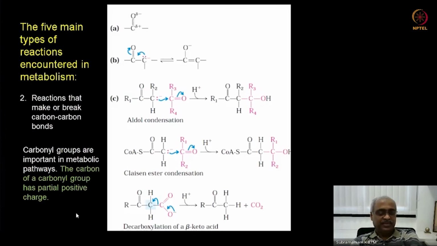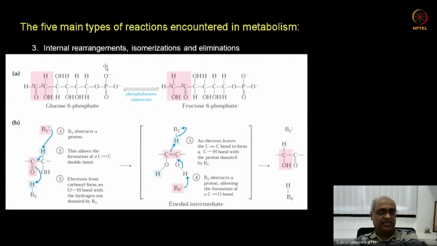So the third type of common reactions that we see are internal rearrangements. The one that I was constantly telling you about is glucose 6-phosphate to fructose 6-phosphate. As you see from the previous discussion, the carbonyl group is transferred from the first carbon to the second carbon in fructose. This aids in the cleavage here.